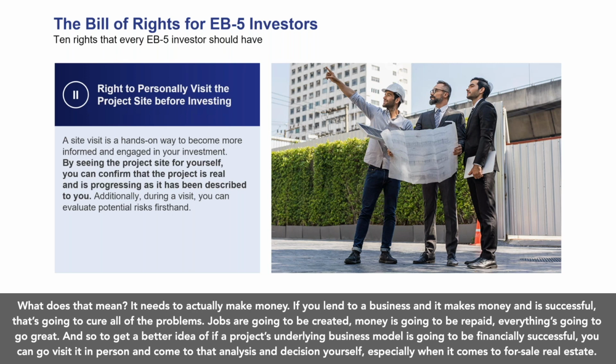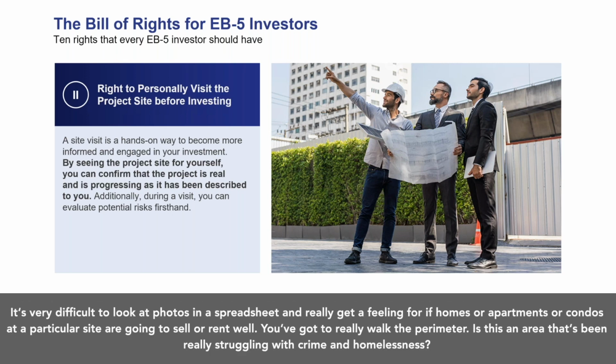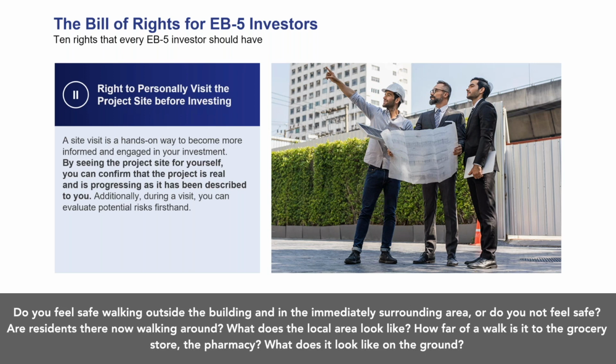Especially when it comes to for-sale real estate. It's very difficult to look at photos in a spreadsheet and really get a feeling for if homes or apartments or condos at a particular site are going to sell or rent well. You've got to really walk the perimeter. Is this an area that's been really struggling with crime and homelessness? Do you feel safe walking outside the building and in the immediately surrounding area, or do you not feel safe? Are residents there now walking around? What does the local area look like? How far of a walk is it to the grocery store, the pharmacy? What does it look like on the ground?